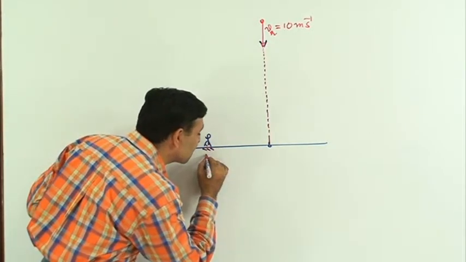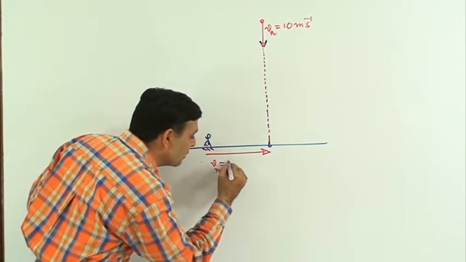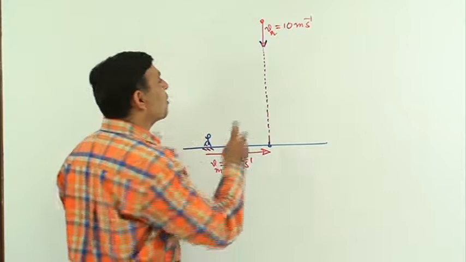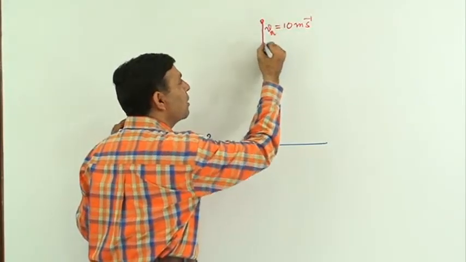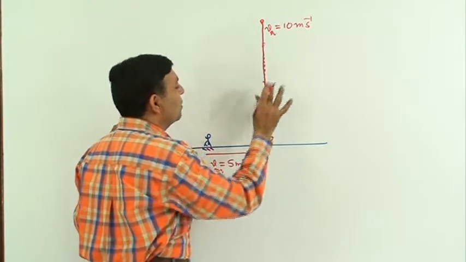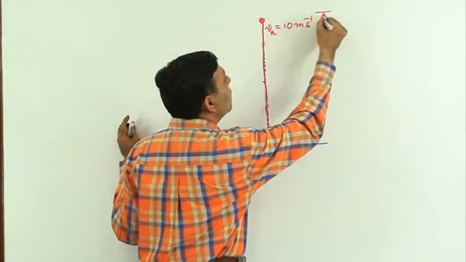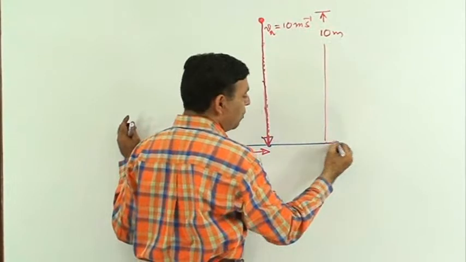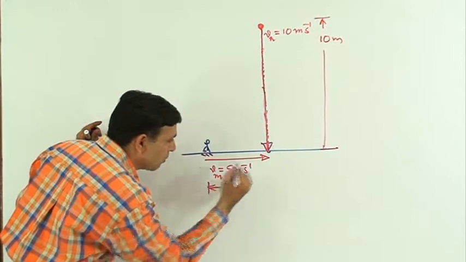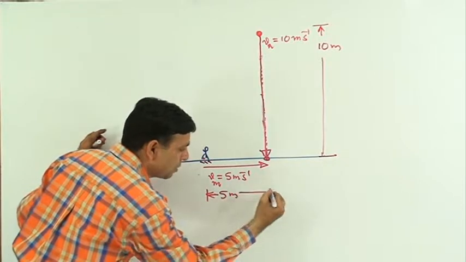Suppose this person is moving in this direction with a velocity, remember, velocity of the man is say 5 meter per second. And velocity of the raindrops, I am assuming it to be 10 meter per second. To understand the relative velocity concept, let us assume this particular raindrop is 10 meter above the ground right now. And let this man be 5 meter away from the point where the raindrop is going to hit. Suppose this distance is 5 meter.